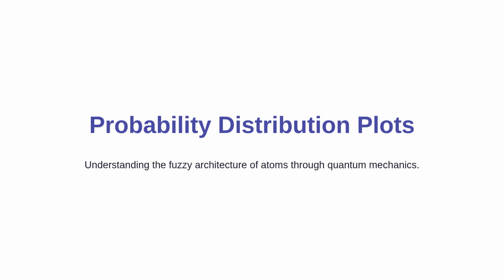Welcome to this lecture on inorganic chemistry. Today we are going to explore the fascinating world of probability distribution plots. When we study atomic structure, we quickly realize that electrons do not orbit the nucleus in perfect predictable circles. Instead, they exist in a cloud of probabilities.